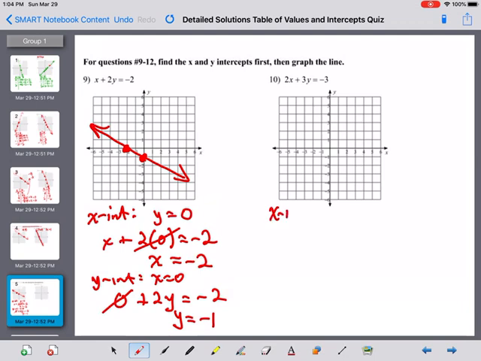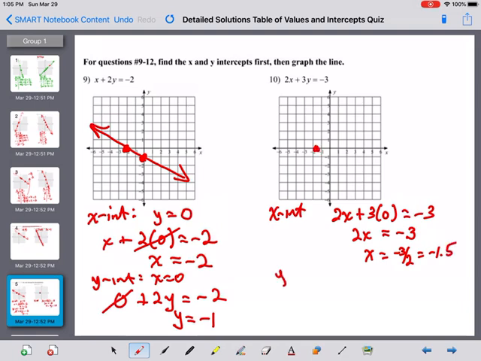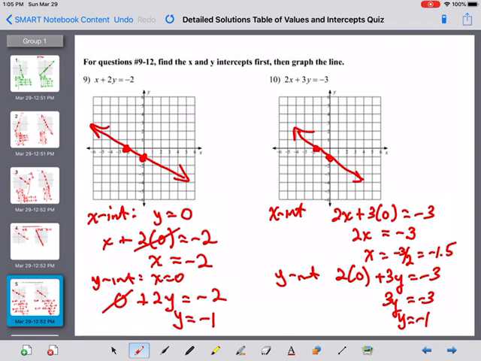And then graph the line with a ruler. Okay, number 10, so the x-intercept, we're going to let y equal 0. Simplify, 3 times 0 is 0, so it cancels. Divide by 2, x equals negative 3/2, which we know is negative 1.5. And then the y-intercept, so let x equal 0. 0 plus 3y is 3y. Divide both sides by 3, y equals negative 1. And straight edge, of course, to make the line.